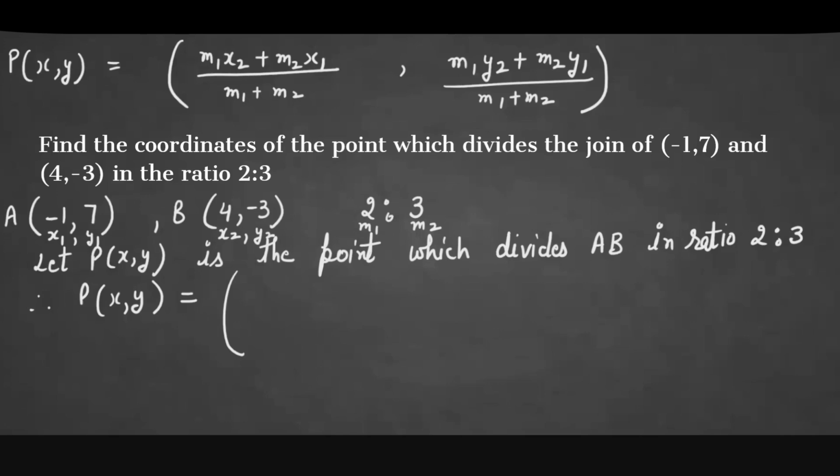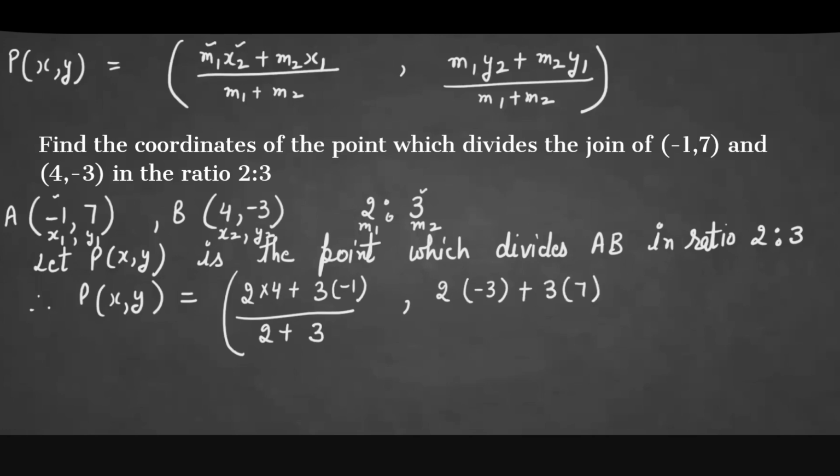So m1 is 2, x2 is 4, plus m2 is 3, and x1 is minus 1. We'll write down that. And here m1 is 2 and m2 is 3, comma, m1 is 2, y2 is minus 3, plus m2 is 3 and y1 is 7, divided by 2 plus 3.